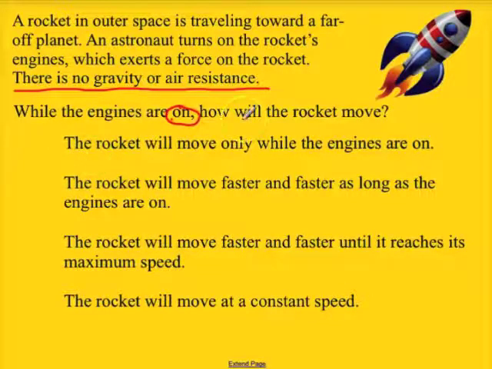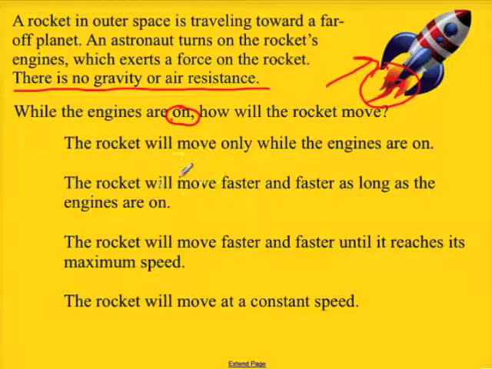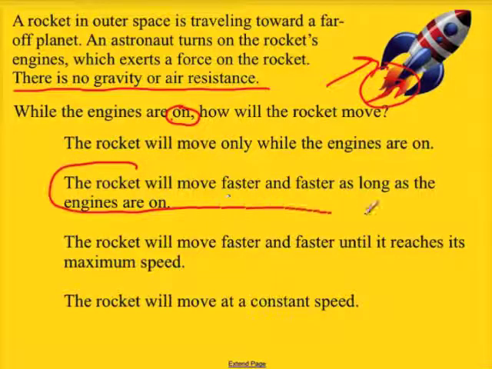So here we got to think about this. We've got the engines moving. They're applying a force in this direction. So the rockets will only move while the engines are on. The rockets will move faster and faster. Now, if we're applying a force in the direction of the movement, if we go back to this way, unbalanced forces acting against, nope, it's not against, we're going in the same direction. Unbalanced forces acting in the direction in which motion occurs, so it should be speeding up. So is that an option? The rocket will move faster and faster. Yep, right here it is.